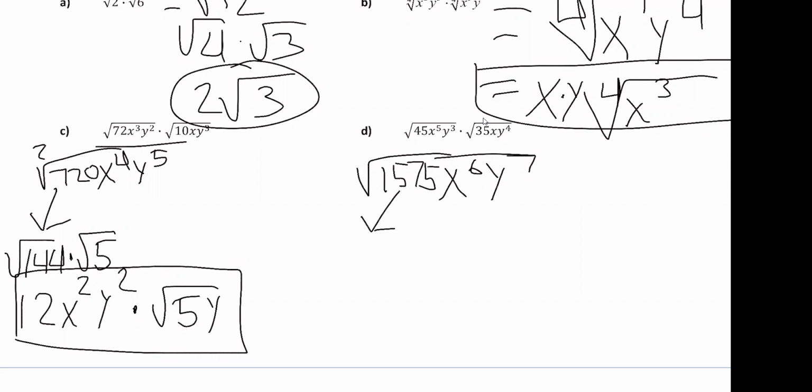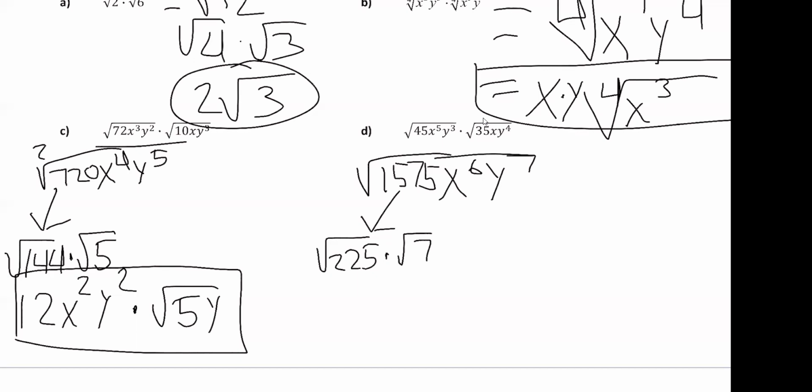So you could do a factor tree. If it helps, what's the big perfect square that goes into this? It's 225. If it helps to get your number part, you could simplify this as being 225 times the square root of 7.